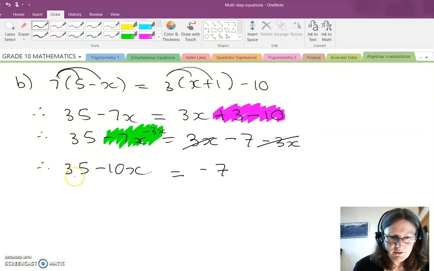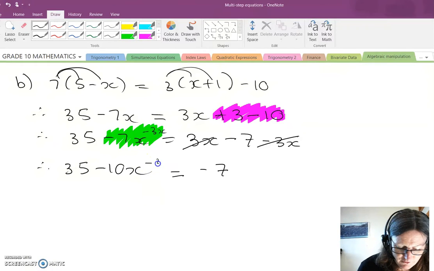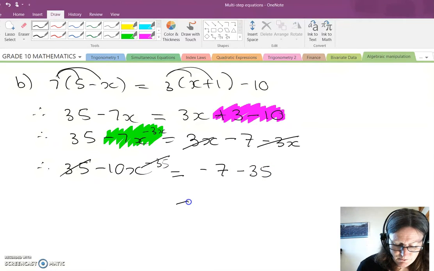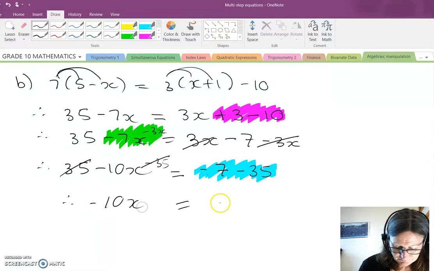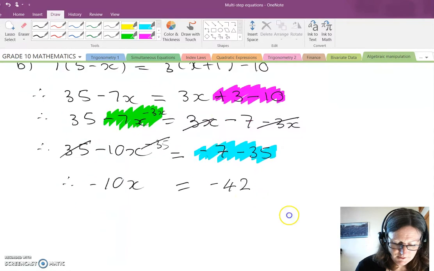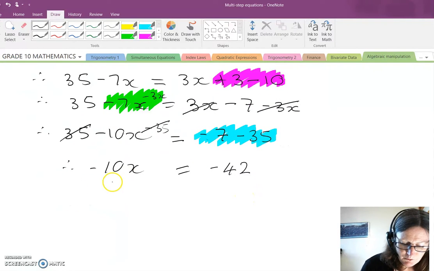I need the 35 removed from the left-hand side, so if I subtract 35, 35 subtract 35 cancels, so I need to subtract it from the right-hand side as well. Again, I now have some like terms there that I can combine. On my left-hand side, negative 10x equals negative 42. I want to combine those like terms. Then I want to know what x is.